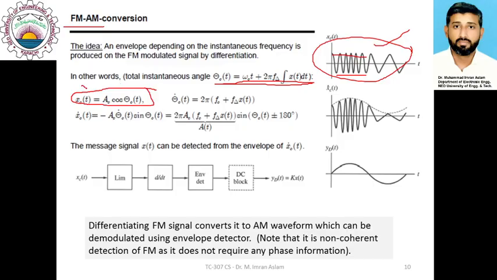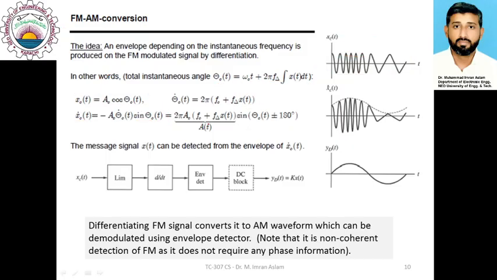If I ask you to differentiate this waveform, what should you get? You should get the derivative of x_c(t), and of course the derivative of cos theta is minus sin theta, but we know that by the chain rule of differentiation, the derivative of theta should be multiplied. So you can see that I have multiplied the derivative of theta here. If we calculate the derivative, because theta is given by this expression, it will give you the value 2 pi (f_c + f_delta x(t)).